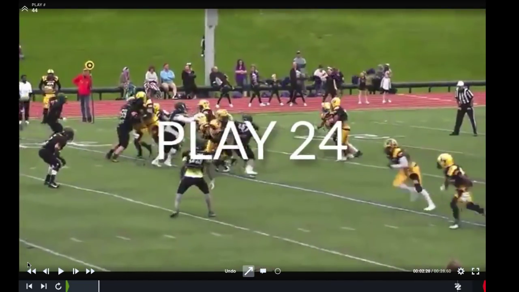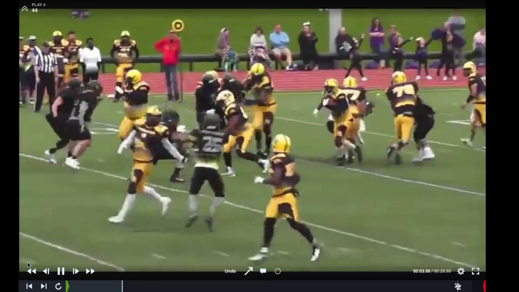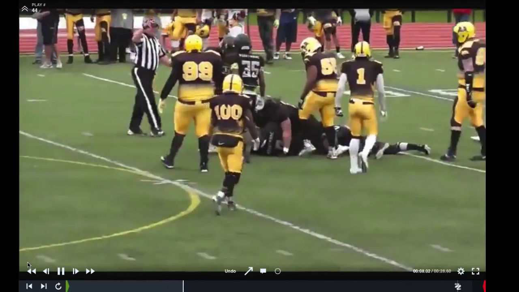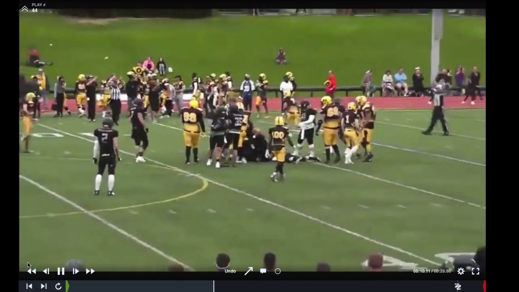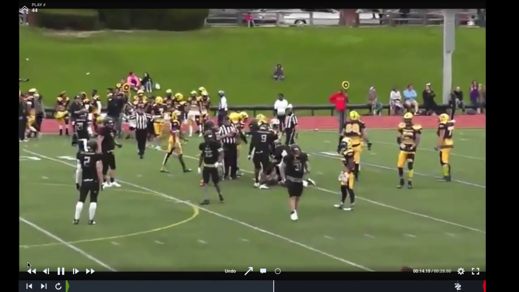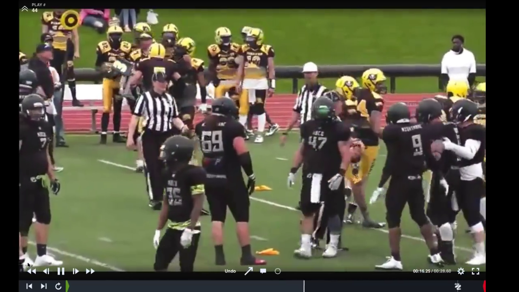Okay, play 24 is a face mask enforcement penalty. Players, again, standing around. Officials, we look a little unsure. Let's get our penalty discussed quickly. Let's get it right, but let's do it efficiently, and let's enforce the penalty.